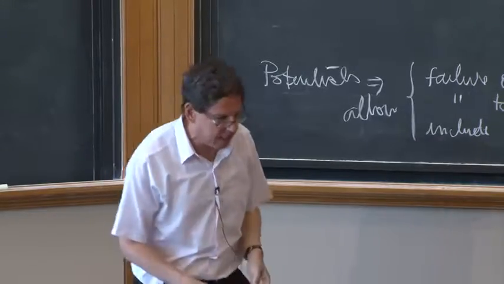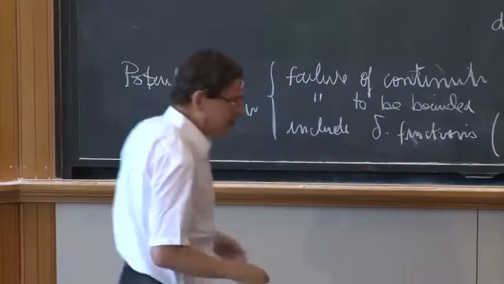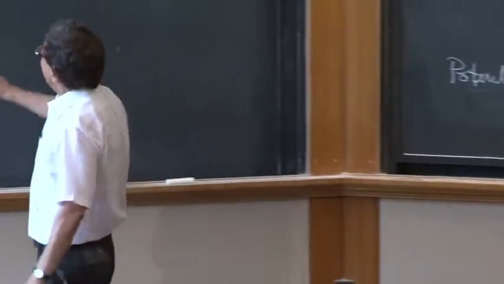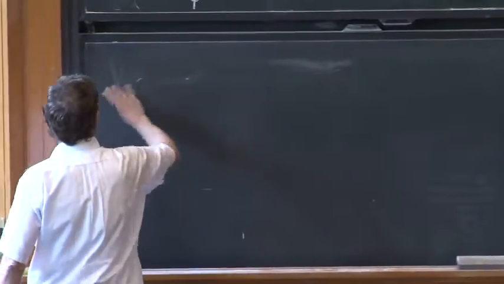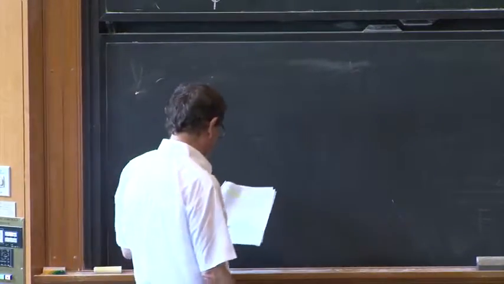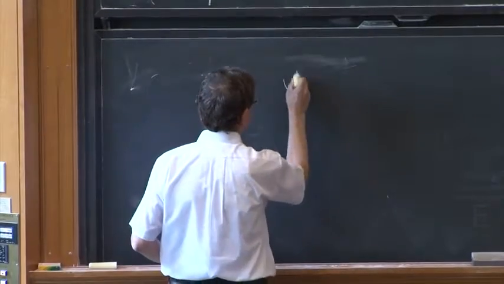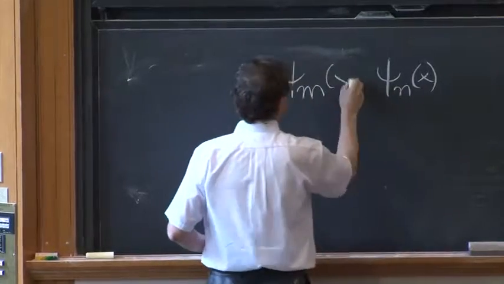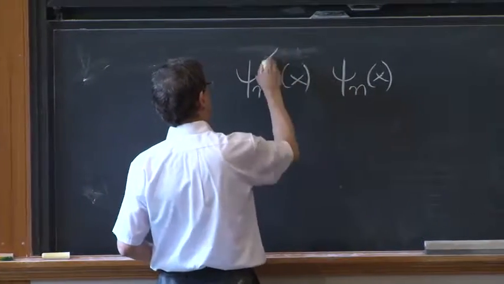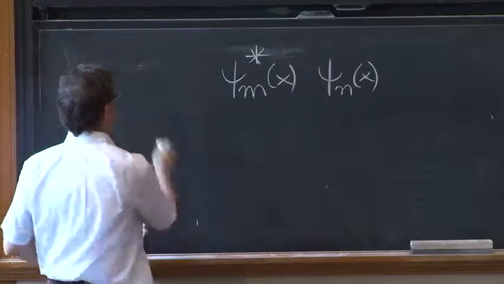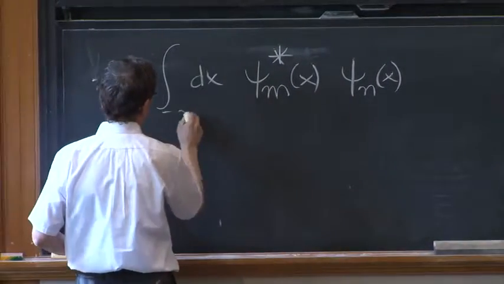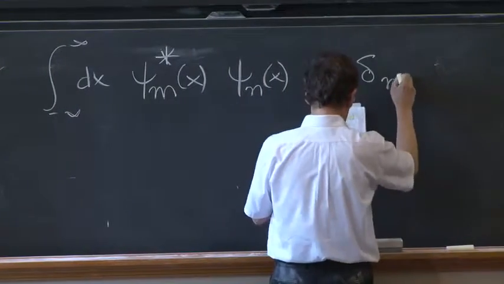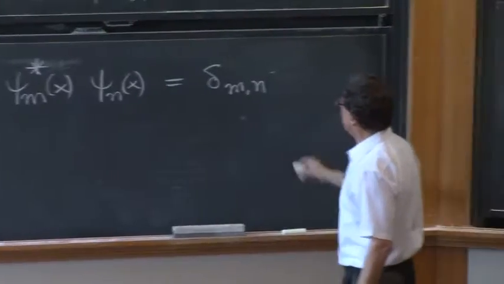So what does it mean that these two functions are orthonormal? Well, a dot product or an orthonormality is to say that the dot product is 0. And the way we dot product two functions, psi m and psi n of x, is we take their values at the same point, we star 1, and we integrate. And if this is equal to delta mn, we say the functions are orthonormal.